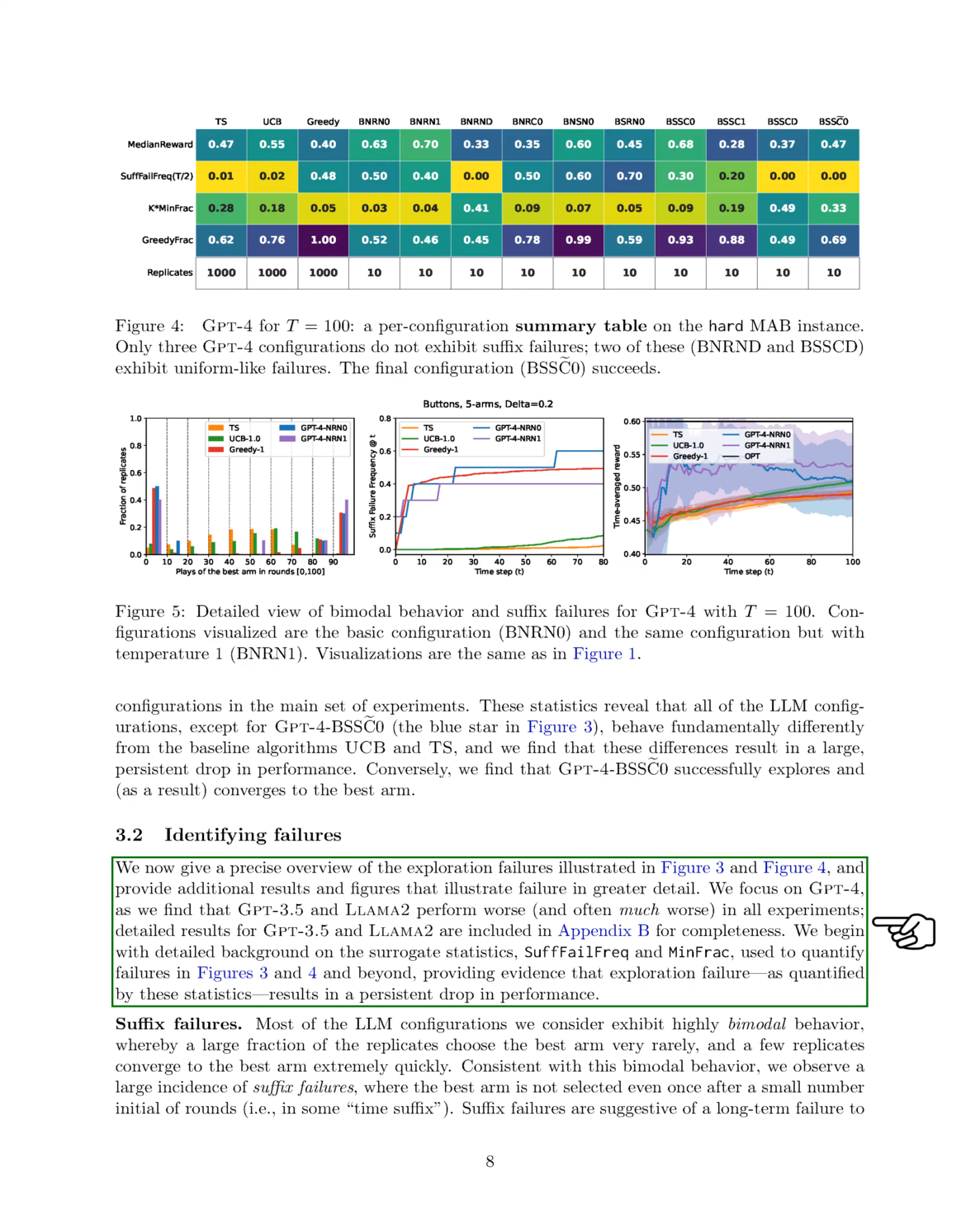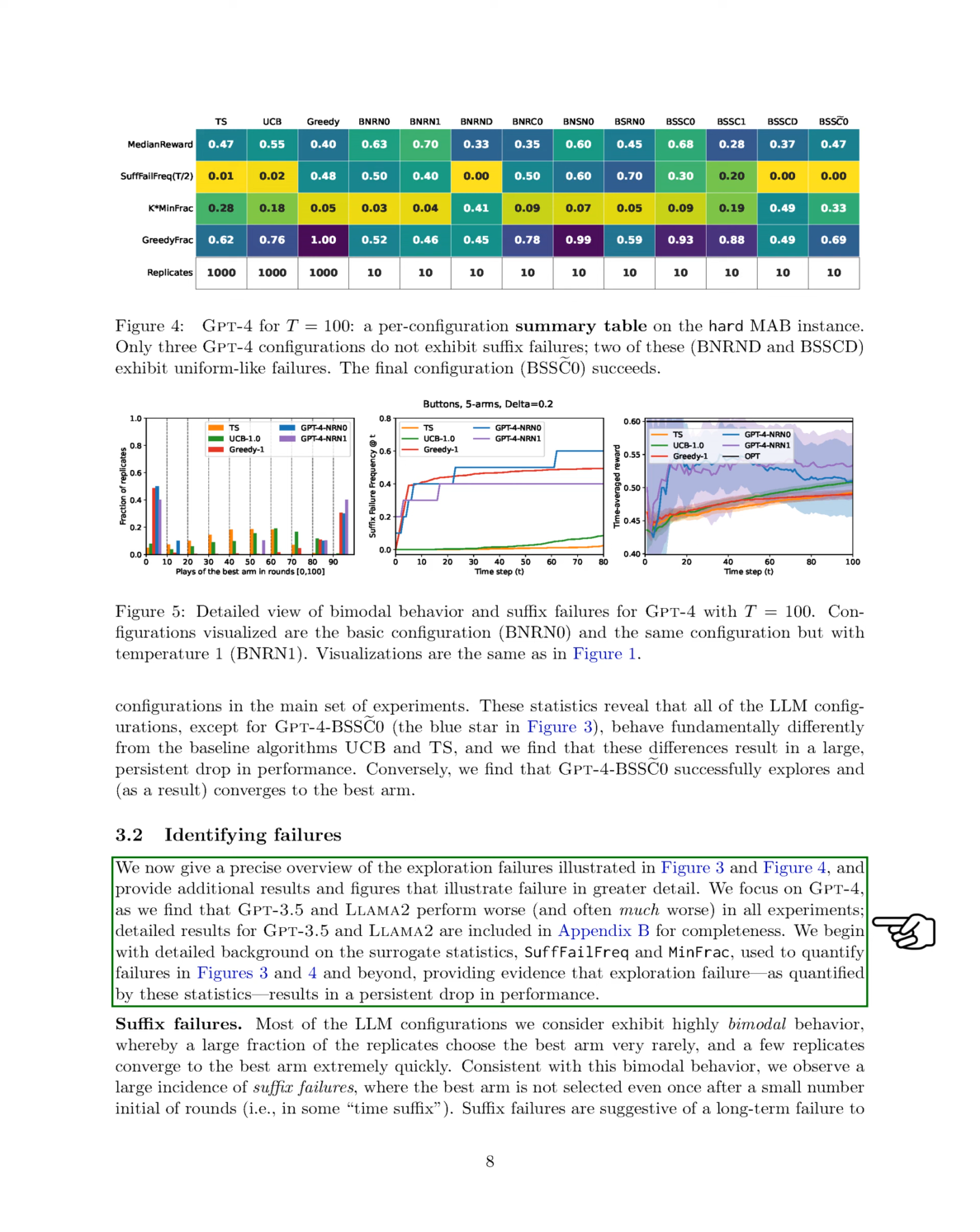Section: Identifying failures. In this section, we provide a detailed overview of the exploration failures shown in the scatter plot and table for GPT-4. We also present additional results and figures that highlight these failures in more detail. We focus on GPT-4 because we observed that GPT-3.5 and Llama 2 perform worse in all our experiments. We start by explaining the surrogate statistics, SuffFailFreq and MinFrac, which help us measure failures in exploration.